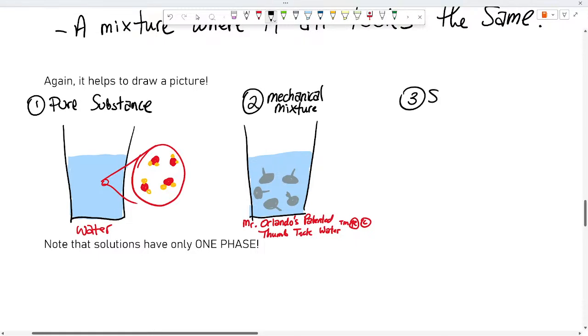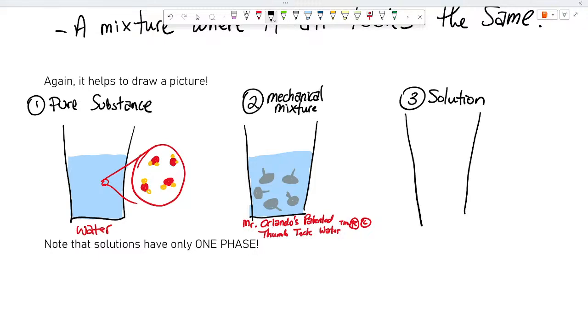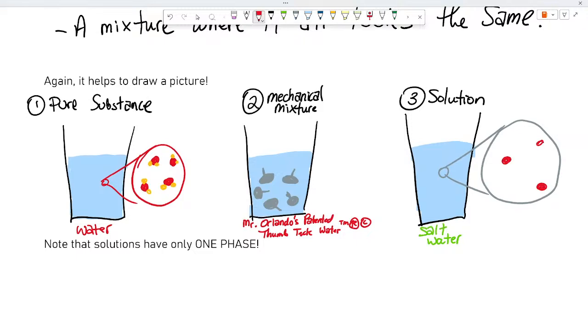And now we have the idea of a solution. And at first glance, you look at the solution, and it looks a lot like the pure substance. What does this look like it is? Looks like water, right? But in fact, this might not be water. This could be salt water. And when we zoomed in on that salt water, what we might find is, okay, we're going to zoom in, just like before. And we find that there's the water molecules all around. There's a water molecule. There's one. There's one. There's another one.